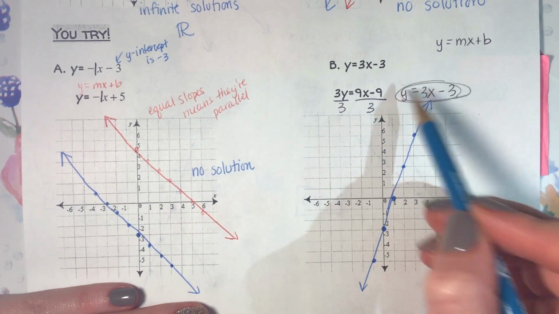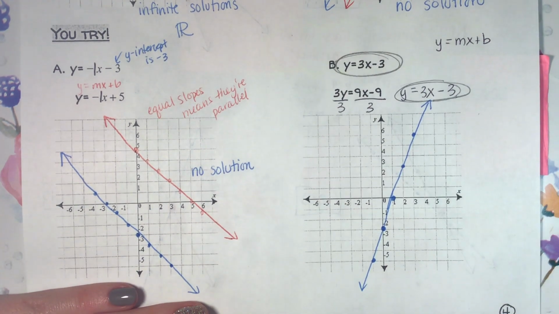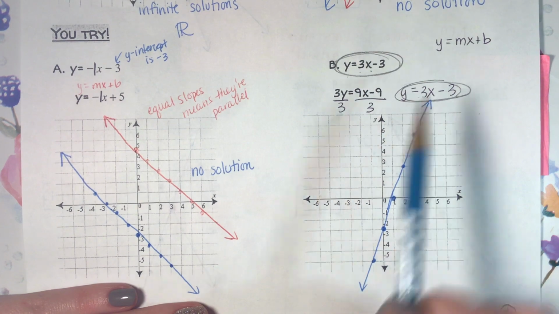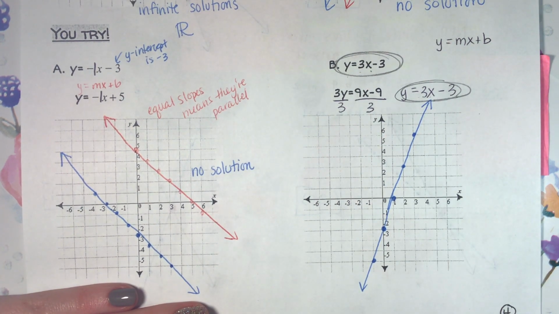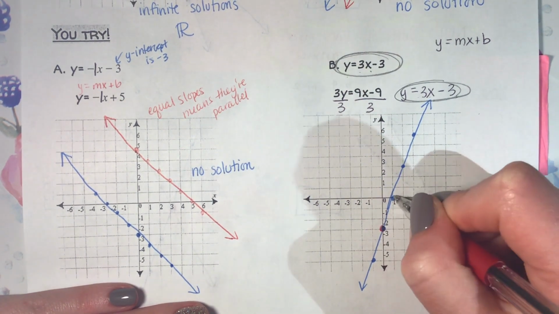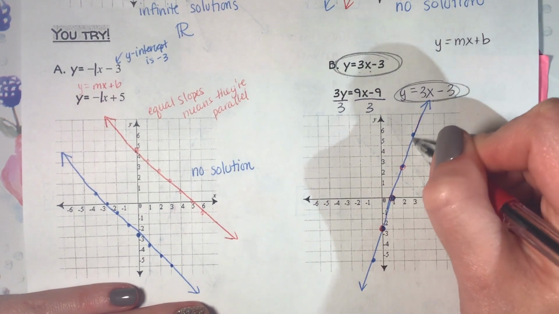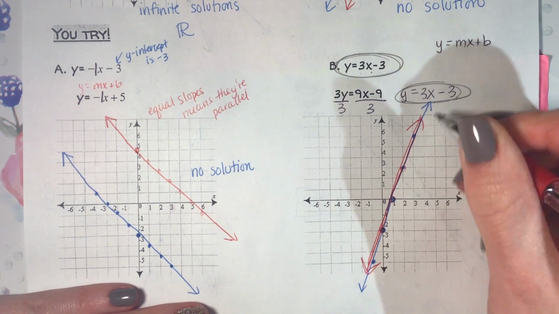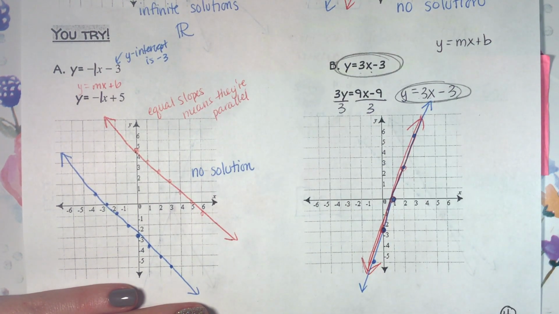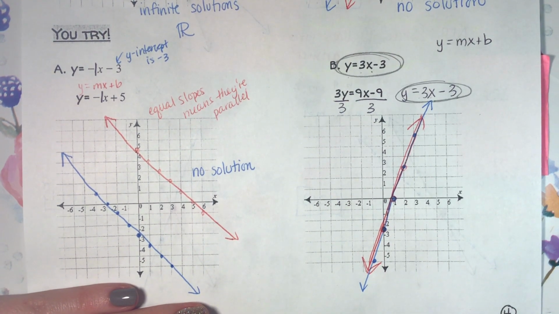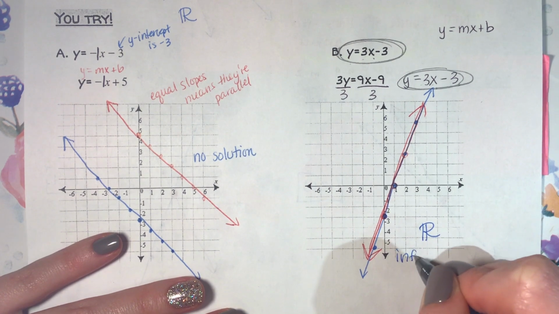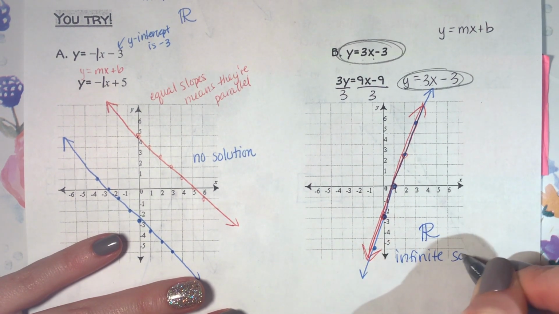Notice this equation and this equation are exactly the same now. Y is equal to 3x minus 3, y is equal to 3x minus 3. So when I graph this, it's going to be right on top of the other one. And when two equations are directly on top of each other, that means they're intersecting across their whole space. So this is all real numbers or infinite solutions.